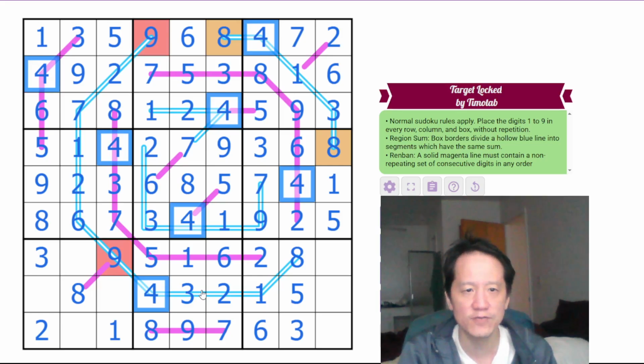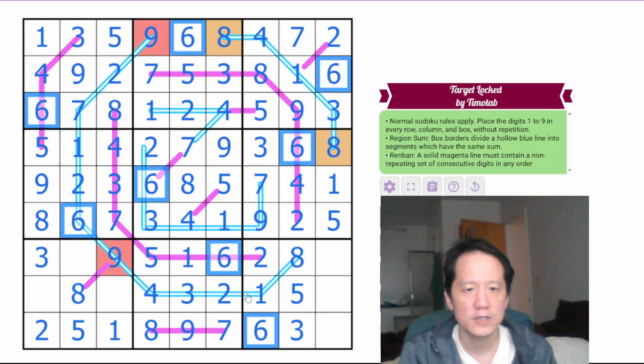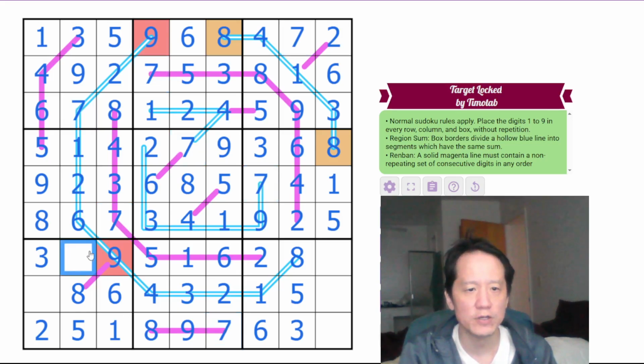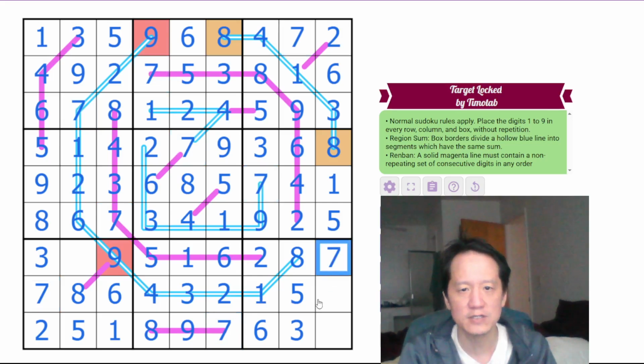We don't have 8 fours. What about fives? We do have 8 fives, so we know where the 5 has to be. It has to be here. Sixes, we have 8 sixes, so we know where the last 6 has to be. It has to be here. Sevens, we don't have 8. But we know where the 7 has to be in this box. Can't be here. It must be here. Which gives us 8 sevens. So now we know where the last 7 has to be. It has to be here.